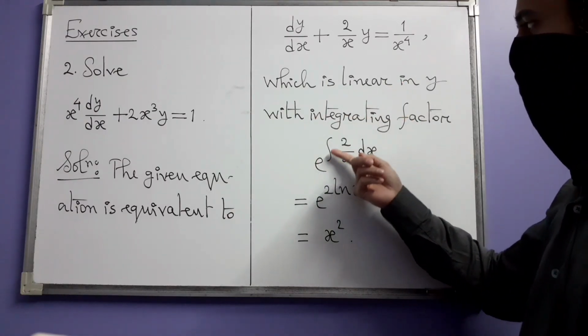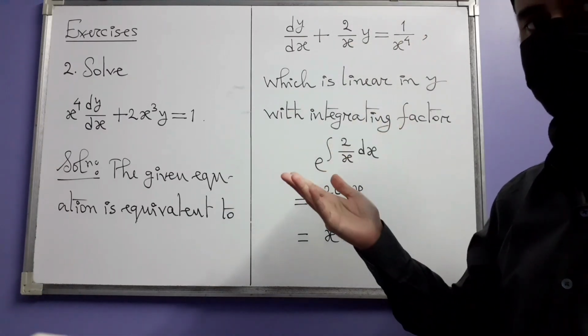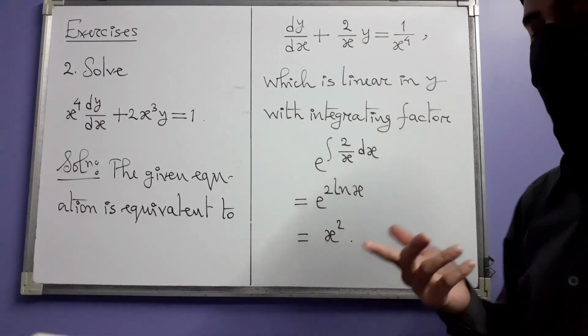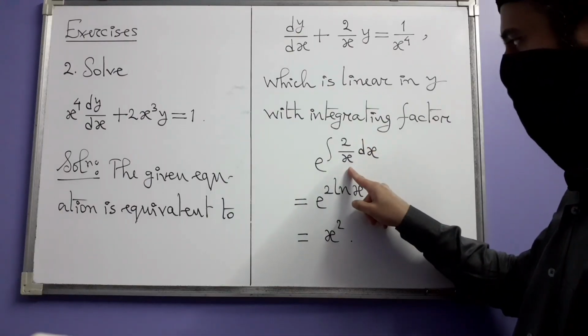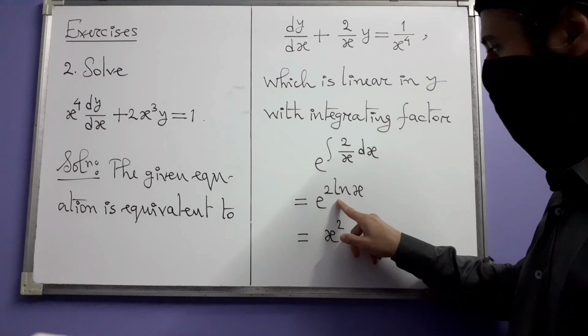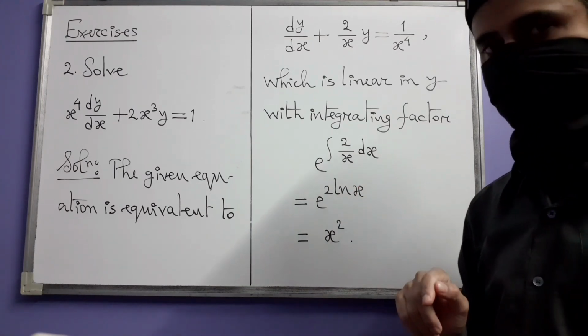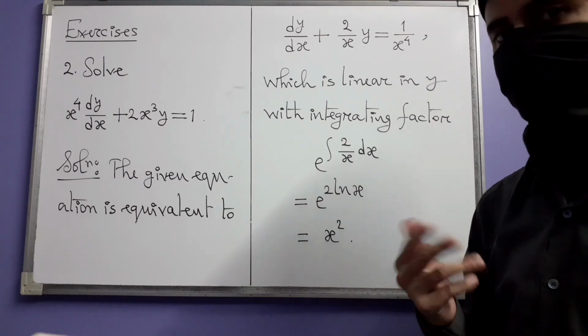of course is e to the power integral of p of x, as in the general linear equation. In this case, p of x is 2 divided by x, and the integral of that with respect to x is 2 times ln of x.